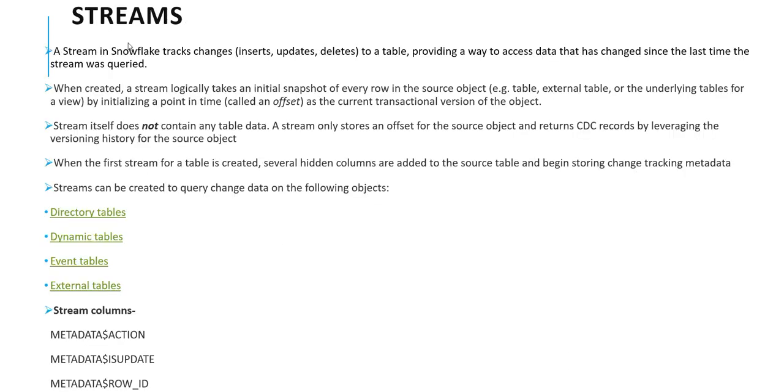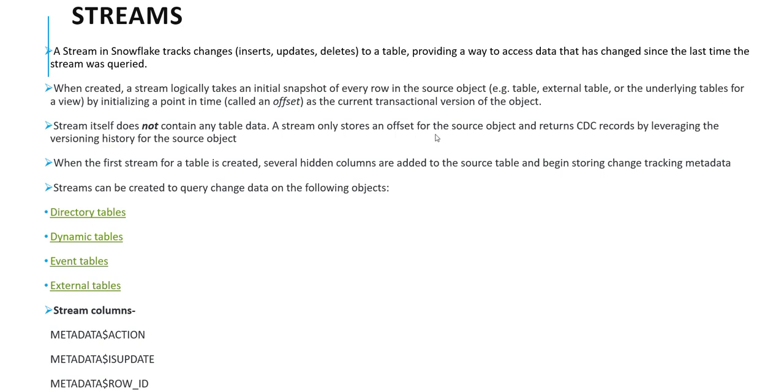Now let's talk about streams. A stream in Snowflake tracks changes, inserts, updates and deletes, to a table, and provides a way to access the data that has changed since the last time the stream was queried. When created, a stream logically takes an initial snapshot of every row in the source object, for example a table or external table, by initializing a point in time called the offset as the current transactional version of the object. Make a note that a stream itself does not contain any table data.